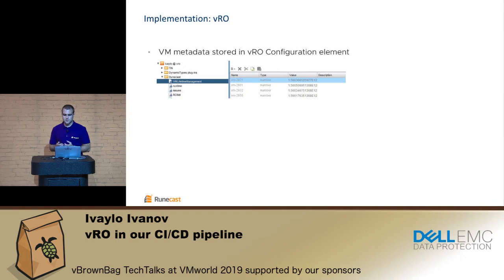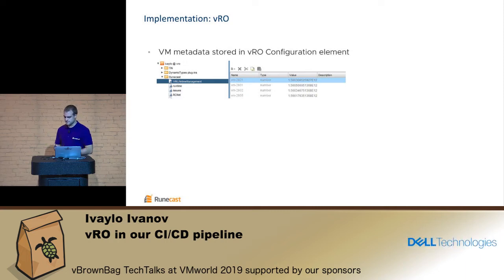From vRO's point of view, I decided to store the VM metadata in a vRO configuration element. I wanted to keep things simpler without introducing some kind of database and so on. So it will be pretty easy for you guys to replicate a similar setup. In the configuration element, I will store the ID of the virtual machine, and the value, that big number which you see over there, is the date of deployment or the date when the VM lifetime has been extended. We'll get there a bit later, and it's in milliseconds.